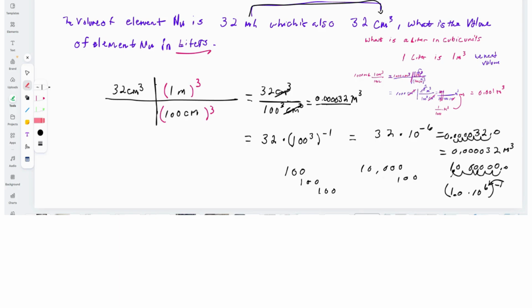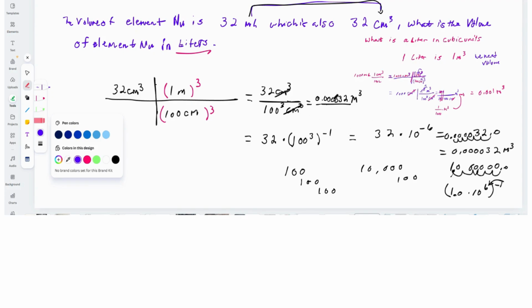So just to recap what we did, the first thing we did, and I'm going to lay this out for the viewer, is that we did our dimensional analysis here.